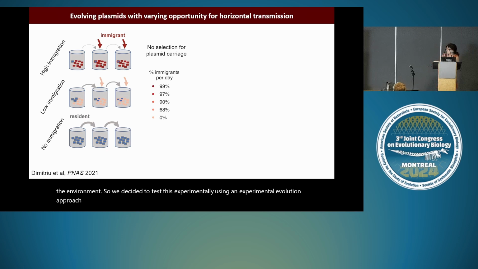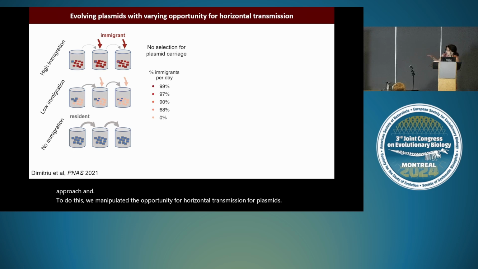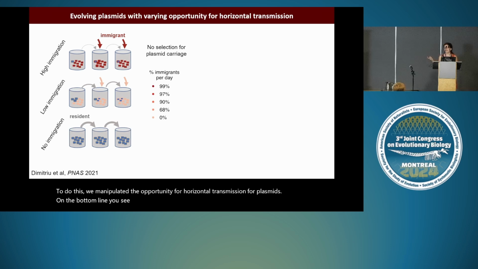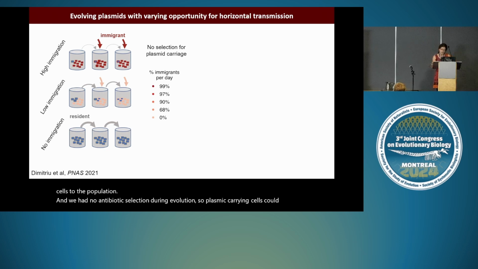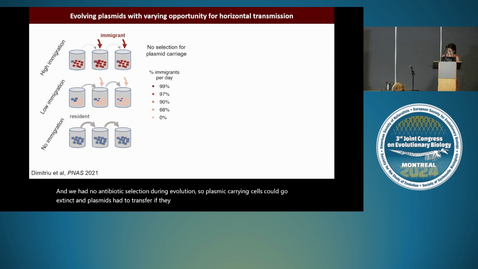To do this, we manipulated the opportunity for horizontal transmission for plasmids. On the bottom line, you see the control, the pure vertical transmission control, in which we passage plasmid-carrying cells over and over again, and there is never opportunity for horizontal transmission. Then we added a few different increasing horizontal transmission treatments, in which every day we added an increasing proportion, up to 99%, of plasmid-free cells to the population. We had no antibiotic selection during evolution, so plasmid-carrying cells could go extinct, and plasmids had to transfer if they wanted to be maintained.